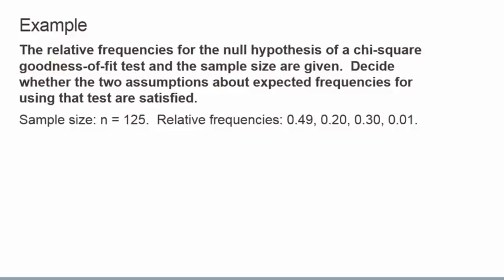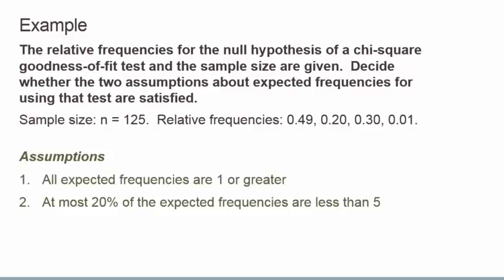Example: the relative frequencies for the null hypothesis of a chi-square goodness of fit test and the sample size are given. Decide whether the two assumptions about expected frequencies for using that test are satisfied. Sample size n equals 125. Relative frequencies 0.49, 0.2, 0.3, 0.01. Assumptions: 1. All expected frequencies are 1 or greater. 2. At most 20% of the expected frequencies are less than 5. So we have the relative frequencies and the sample size.